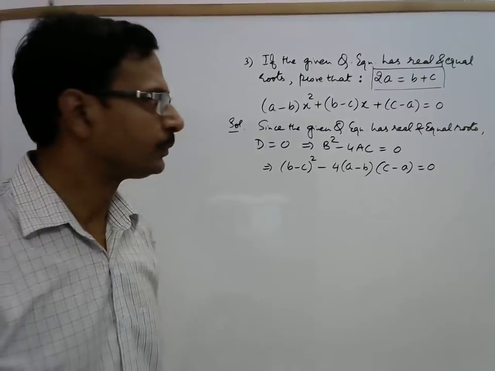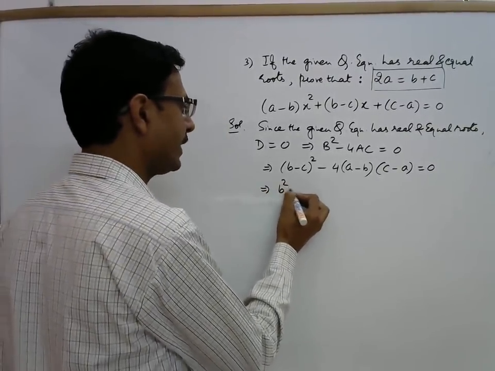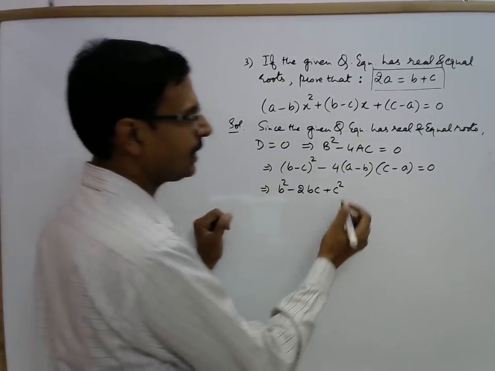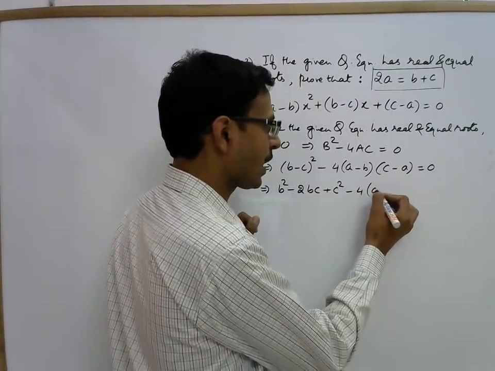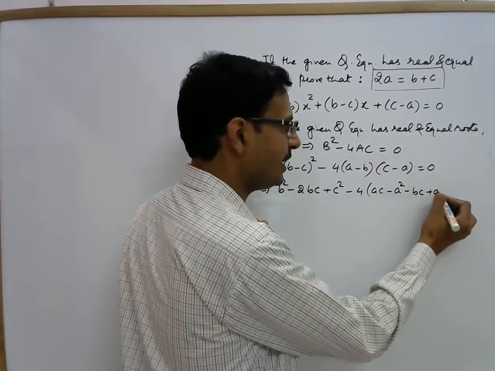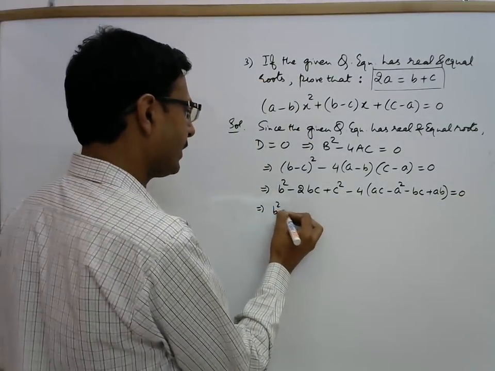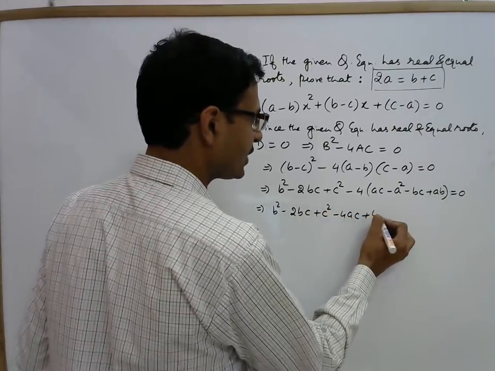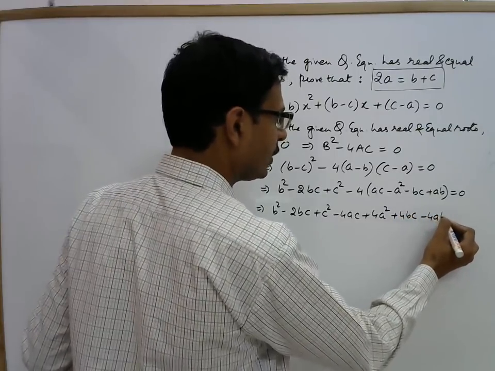Okay, so now I'm opening the bracket here. This is b square minus 2bc plus c square. A minus b whole square, I have applied the identity. Now minus 4 times (ac minus a square minus bc plus ab) equal to 0. So b square minus 2bc plus c square minus 4ac plus 4a square plus 4bc minus 4ab equal to 0.